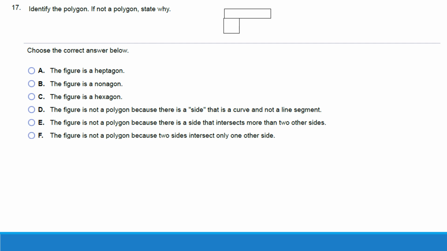All right, so this figure is not a polygon because there's a side that intersects more than two other sides. So for example, here we're seeing this side intersecting with one, two, and then also this side here and the top of the square. So that's four sides that it's intersecting with. So we would say this figure is not a polygon because there's a side that intersects more than two other sides.